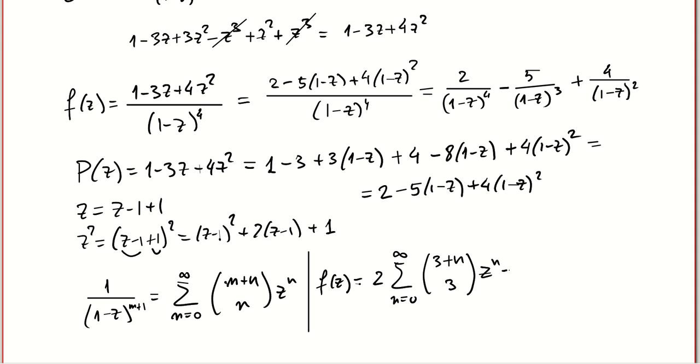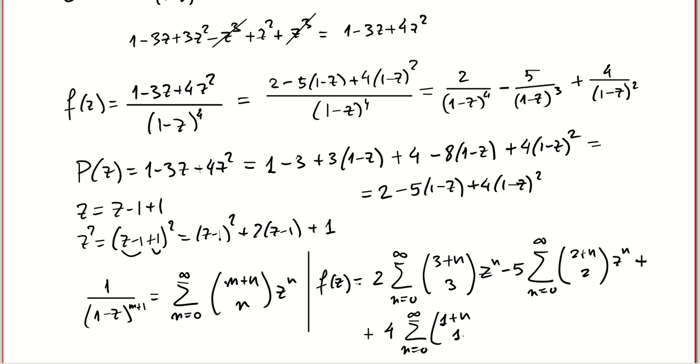Then we have minus 5, the sum from 0 to infinity. Now m is 2, so we have (2 plus n over 2), right? z to the n. And finally, the last one is 4 times the sum from 0 to infinity, and what we have here is (1 plus n over 1) z to the n, all right?